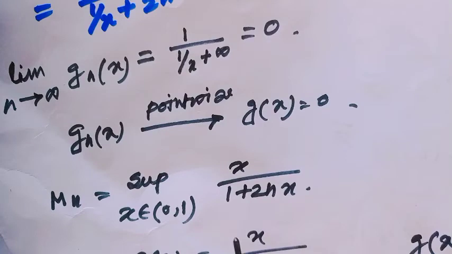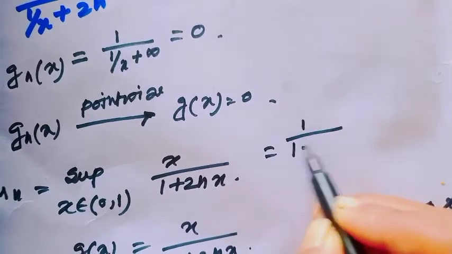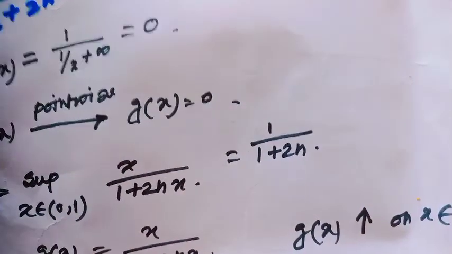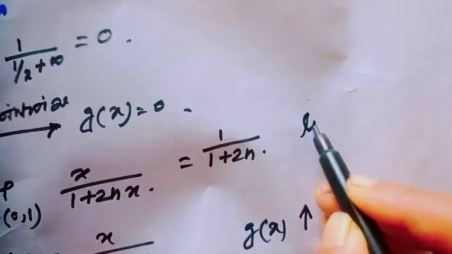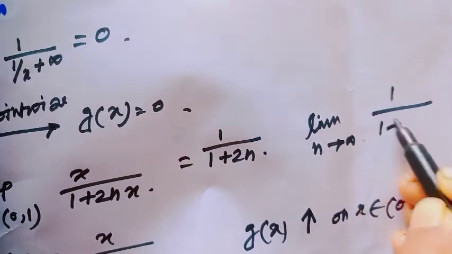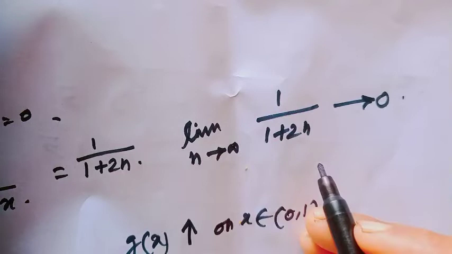Are you getting? Since the function is monotone increasing, the supremum value exists at the point 1, and this value would be 1 over 1 plus 2n. Then if we apply the limit as n tends to infinity of 1 over 1 plus 2n, obviously this value tends to 0 as n tends to infinity.